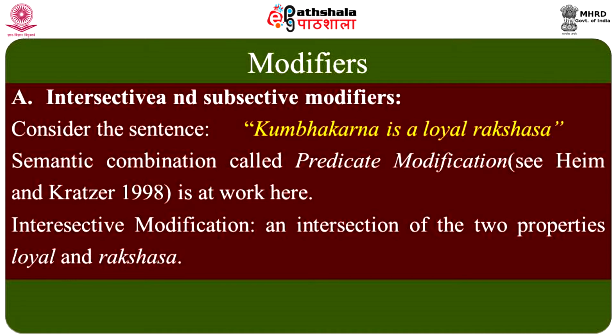The precise technical implementation of this rule is beyond the scope of this module, but it derives the truth conditions that Kumbhakarna is a loyal Rakshasa if and only if Kumbhakarna is loyal and Kumbhakarna is a Rakshasa, basically an intersection of the two properties loyal and Rakshasa.